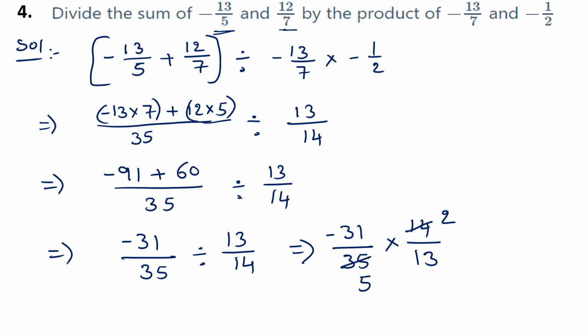So 31 twos are, how much is it? 62, minus 62 by 13 fives are 65. So that is the answer, children. So minus 62 by 65. Like that we can do this problem.